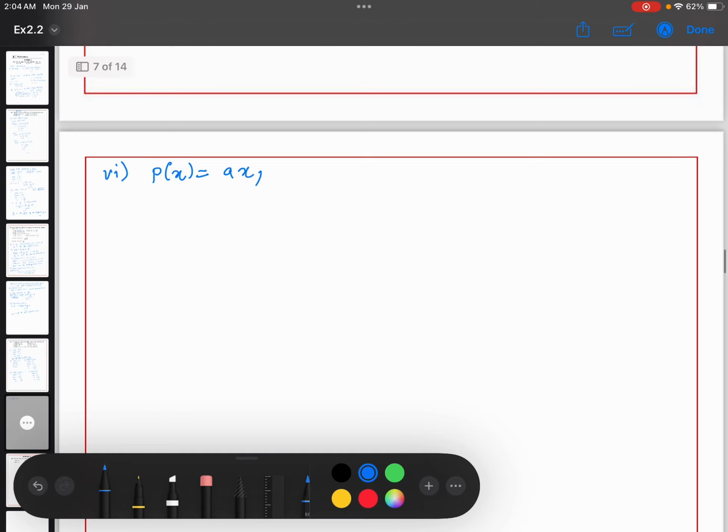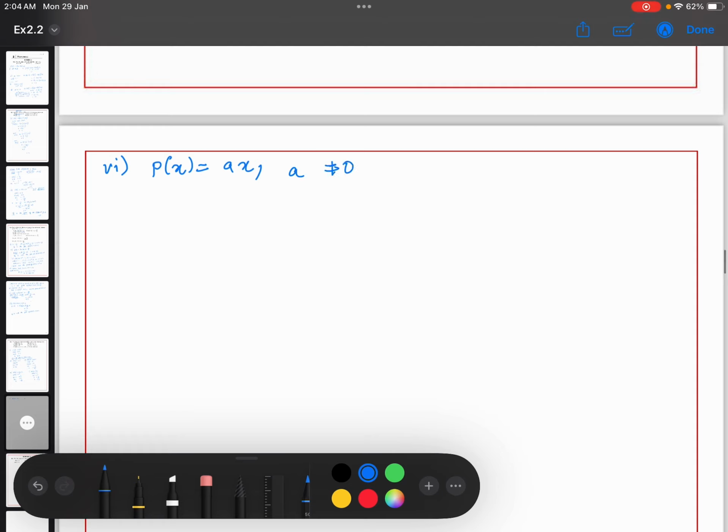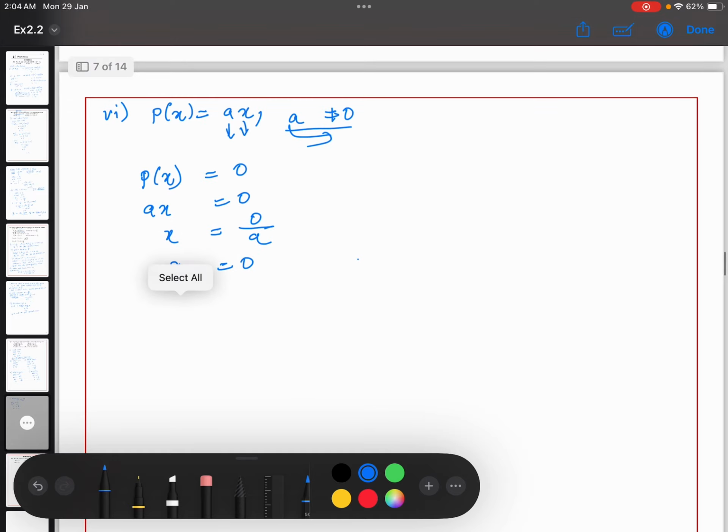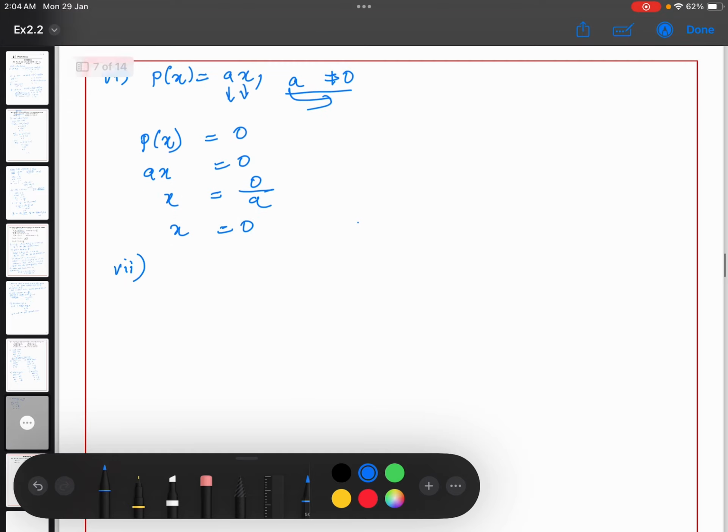Next question is p of x equal to ax, and it is clearly given that a is not equal to 0. Clear? I want you to understand this. Remember, in the introductory video I told you whenever you come across two alphabets, here x is the variable and a is a number. We don't know what number it is, so we just give it an additional alphabet. They're saying that the alphabet is not equal to 0. It's a number. So p of x equal to 0, ax equal to 0, and we simply have to take a to the denominator so that x will become equal to 0. So the value of x is equal to 0.